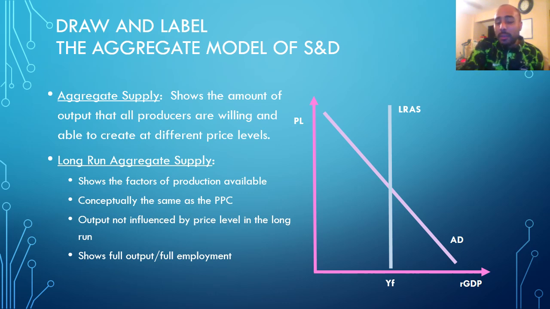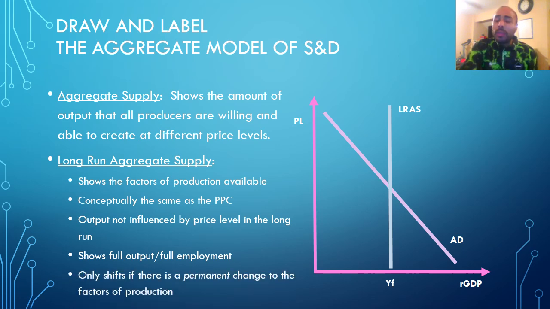Now, down there at the bottom, you'll see YF. YF means full output, full employment. So where the level of LRAS is located is the same area where our full employment is and the same area where our expected output is, meaning what we would call full output. So if we're at the LRAS, we're at our natural rate of unemployment, 4 to 6%.